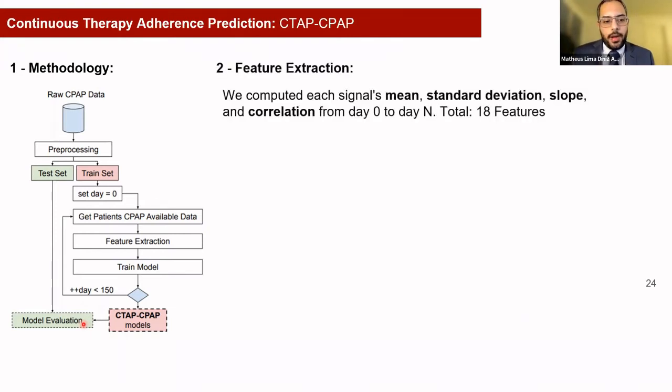And just a little bit about what kind of features we extract from this time series. Here we are computing the mean, the standard deviation, the slope, and the correlation between those features from day 0 to the day the model was created for. And in total, each patient is represented by 18 features.